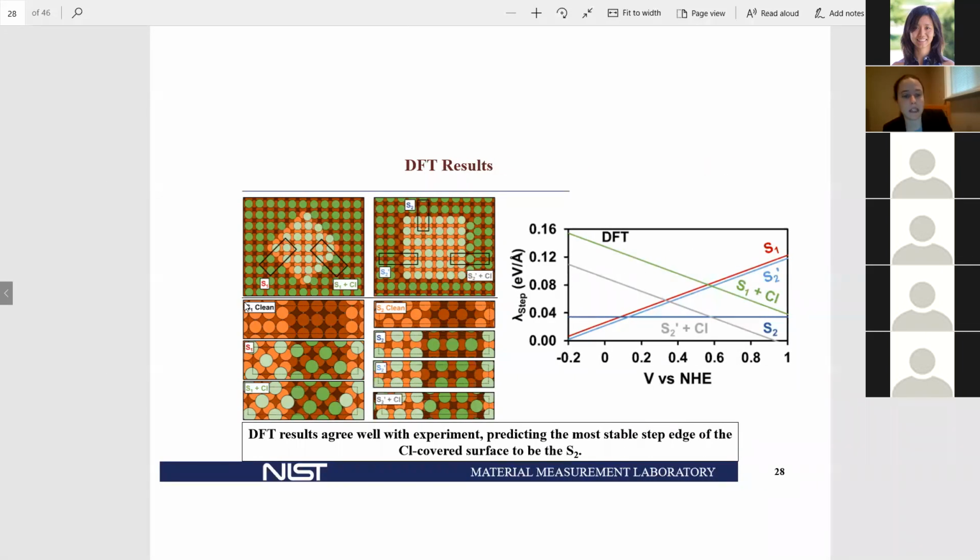Now I'd like to show you the DFT results for the step edge formation energies as a function of potential. One can see, looking at the convex hull, that first the S2 prime is the most stable, followed by the S2, followed by the S2 prime plus chloride. This is exactly what is seen in the experiment. This is a very good sign that the DFT can approximate the experimental results, even though we don't have explicit solvation.